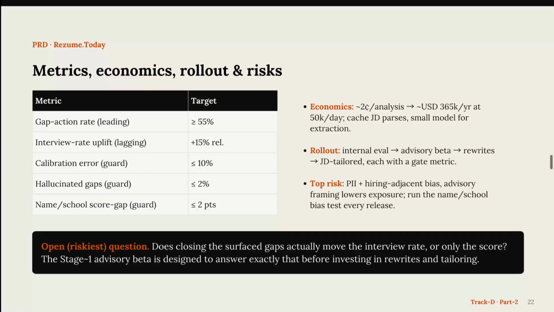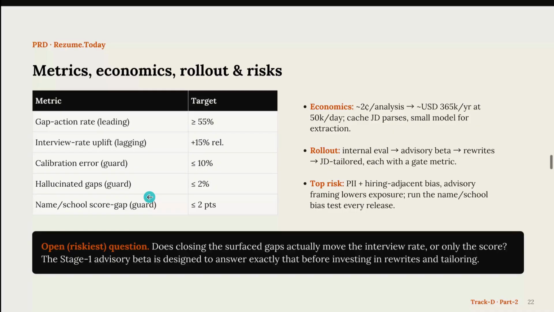The calibration error on the guard, we are saying less than or equal to 10%. The hallucinated gaps, again on the guardrails. When I say guard, it's guardrails. It should be less than or equal to 2%. Name or school score gap should be less than or equal to 2%.